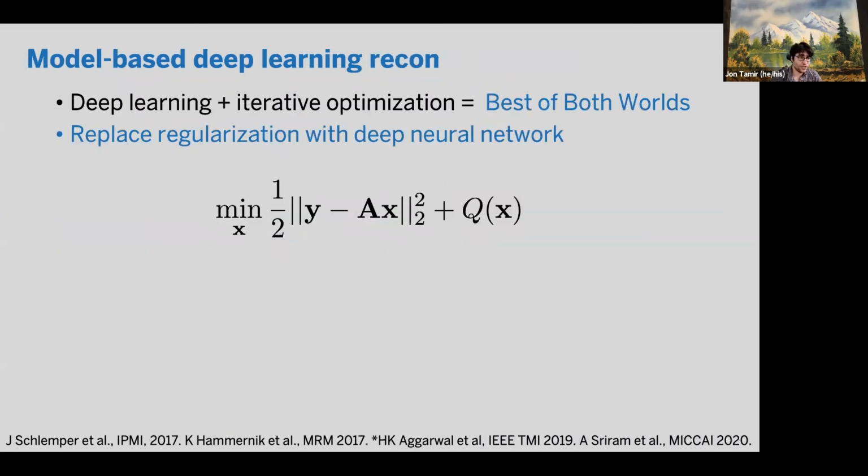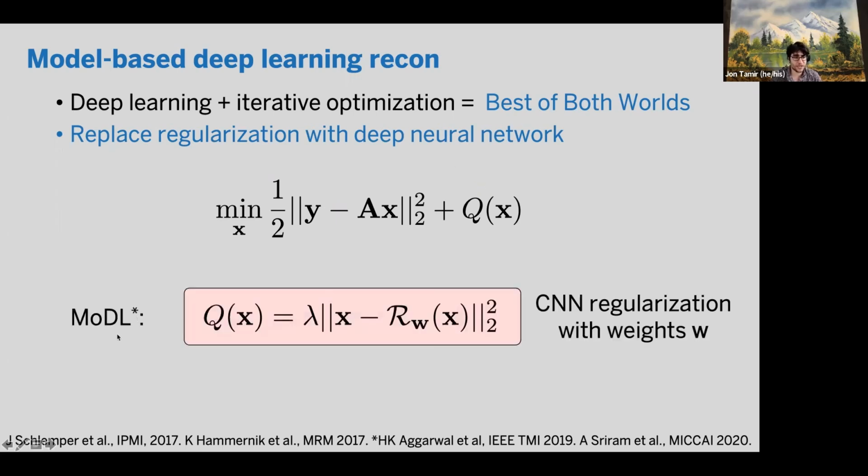But in the last few years, model-based deep learning with MR reconstruction has really shown that this can be the best of both worlds. So we take elements from deep learning, but we still maintain this general iterative optimization approach. But instead of using a handcrafted regularization, we will replace the regularization with a deep neural network. And one of the works in particular, MoDL, replaces this regularizer with an autoencoder.